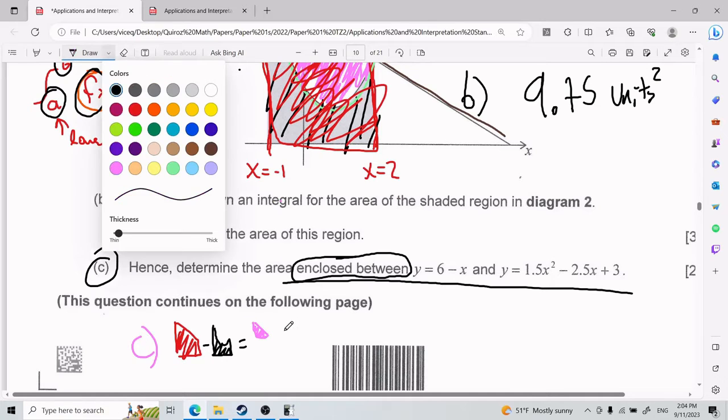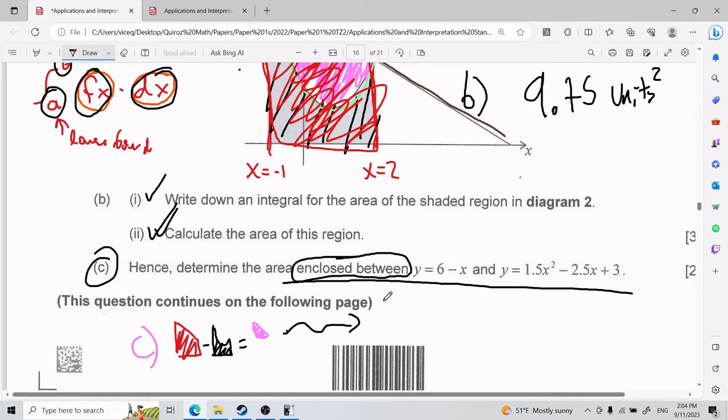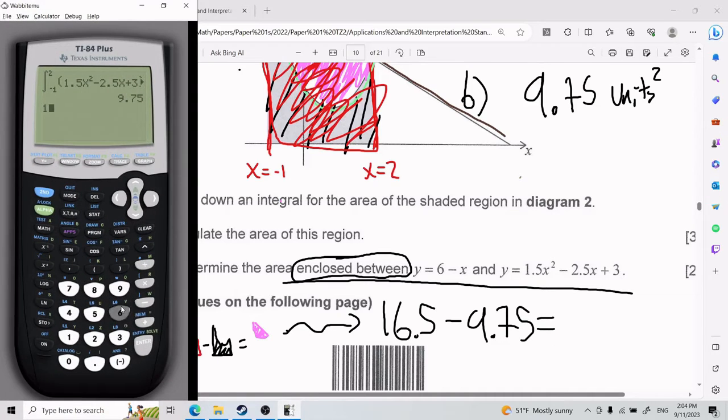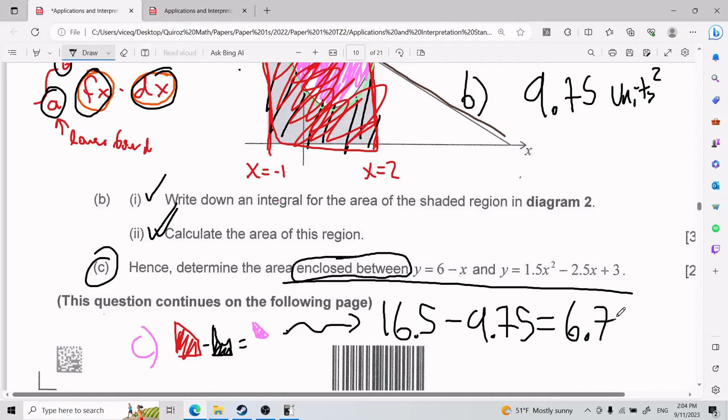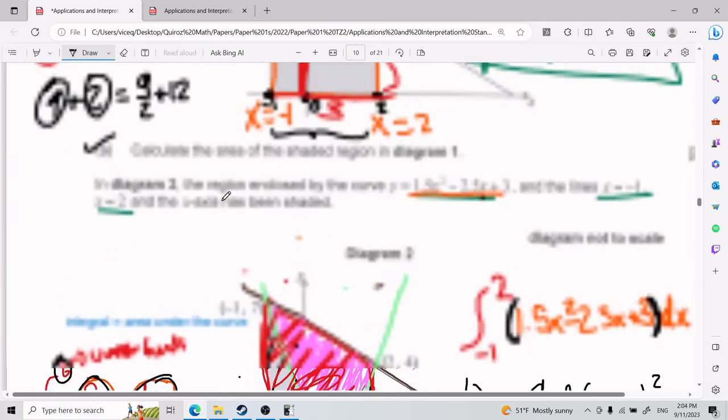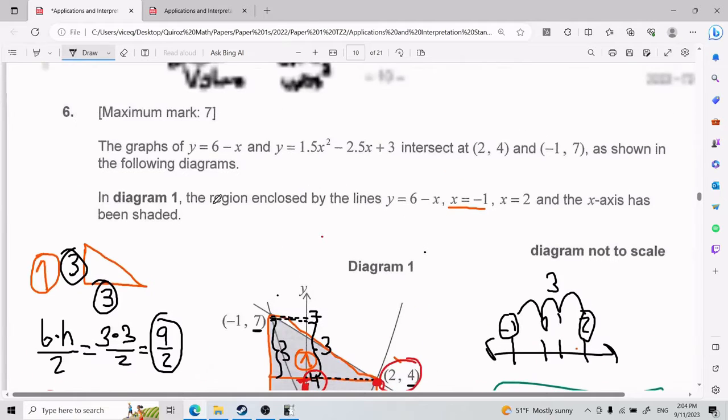And so let's go ahead and plug in, right? We have 16.5 for red minus 9.75 for black equals what we have in pink. And so 16.5 minus this 9.75 gives you 6.75. So 6.75 what? 6.75 units squared. So that is for part C, and that is actually for number 6.